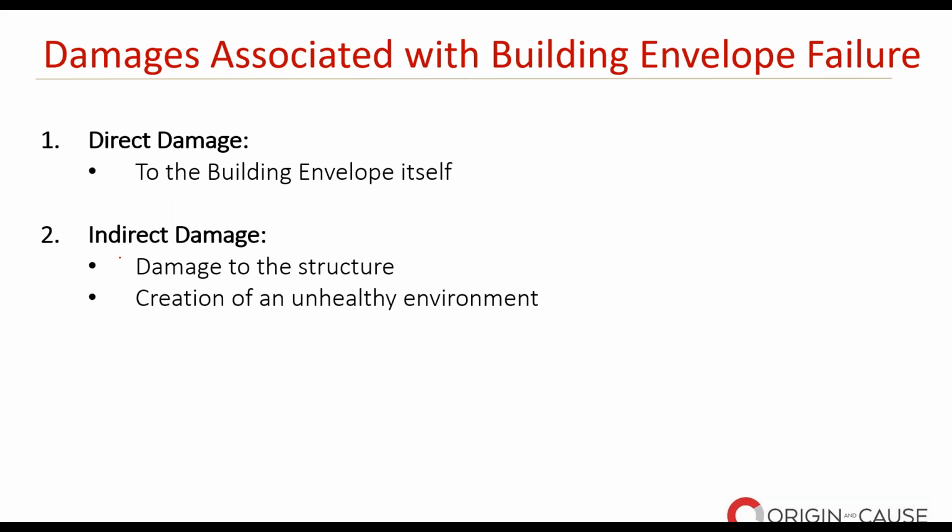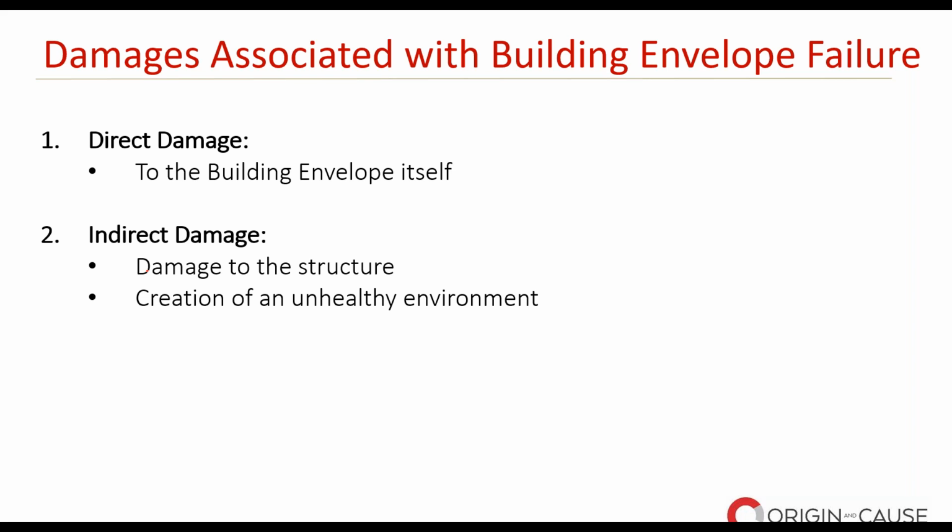On the other hand, the indirect damage is a slow but sure deterioration that takes place over time, and it cannot be detected in the early stages, and sometimes it's only detected when it's too late. The result of these types of damages include damage to the structure and the building components that are not part of the building envelope, and that the building envelope was supposed to protect in the first place.